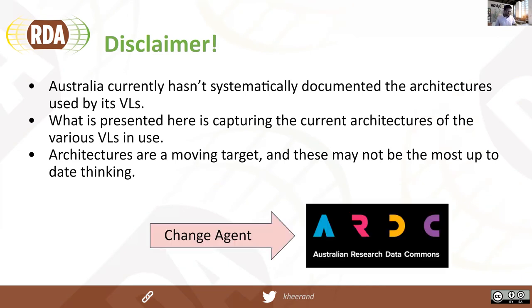And that's because we're very lucky here to have a change agent called ARDC, the Australian Research Data Commons. It is taking what was there, that was built a number of years ago, and trying to push it forwards to the next evolution of things. So there's lots of moving parts in Australia at the moment on this front.